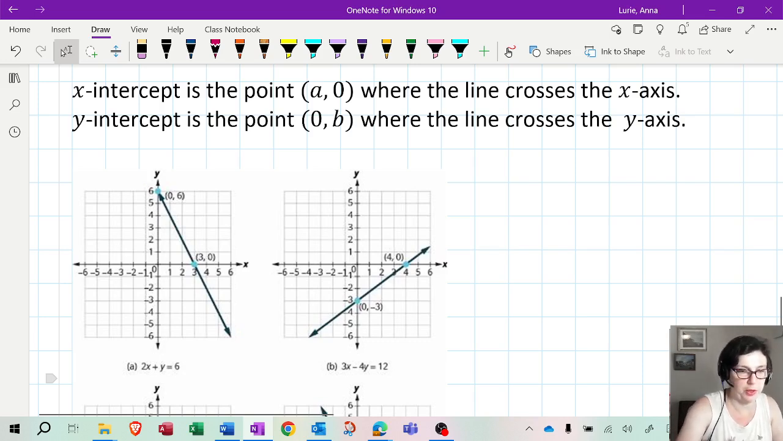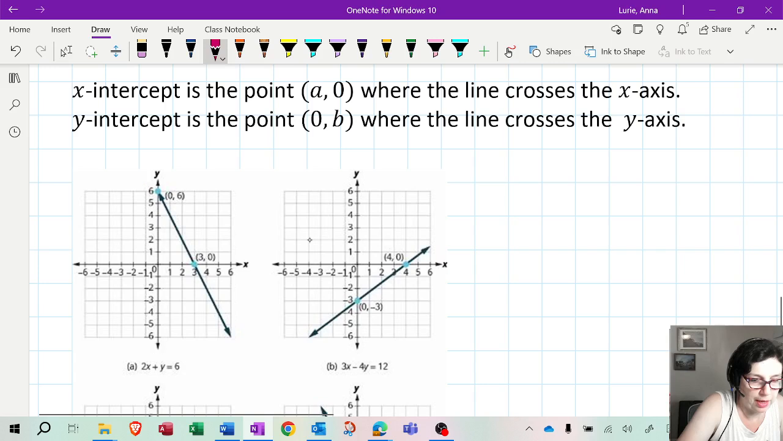So on the first picture, you can see that the x-axis, right, is the horizontal line, and that this point right here, (3, 0), that's going to be the x-intercept. That's where it's going to intersect with the x-axis. Now, what about the y-axis? So this line is going to intersect the y-axis at (0, 6).